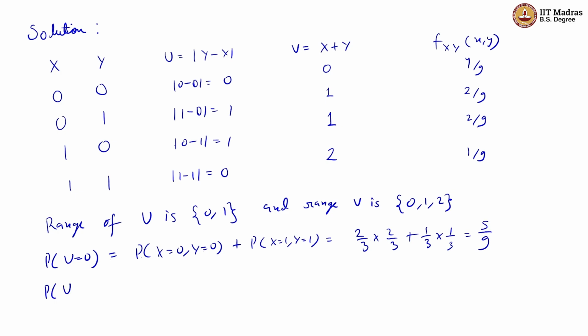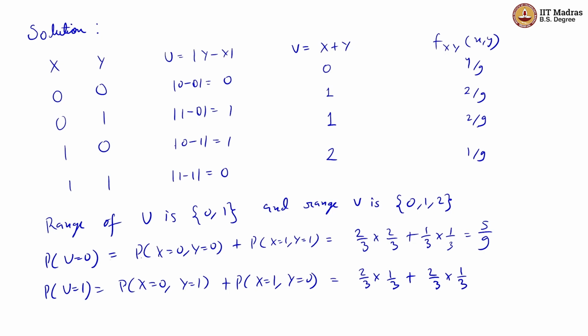Similarly, probability u is equal to 1 is equal to joint probability x is equal to 0, y is equal to 1 plus joint probability x is equal to 1, y is equal to 0. Similarly, here also we can write joint as product of marginal. So the probability will be equal to 2 by 3 into 1 by 3 plus 2 by 3 into 1 by 3. So the probability is equal to 4 by 9.